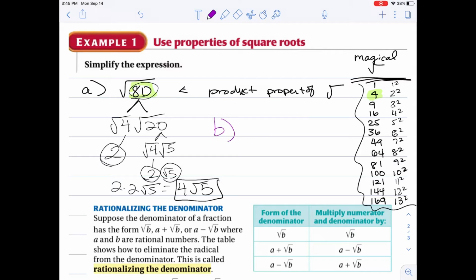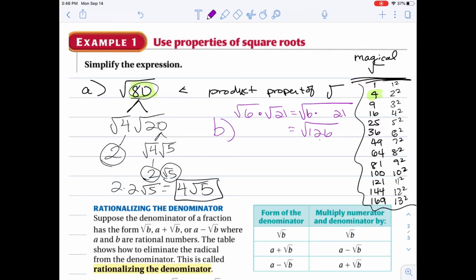And then let's do the next one. Let's do part B. Part B says the root of 6 times the root of 21. So remember, we're going to use that product property where we can actually multiply them on the inside. So this really becomes 6 times 21, which is the root of 126.